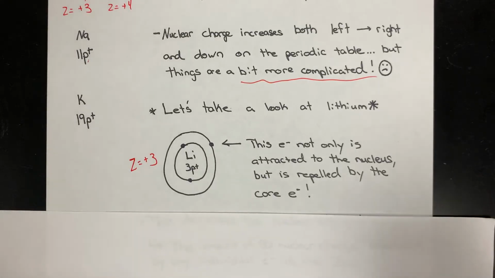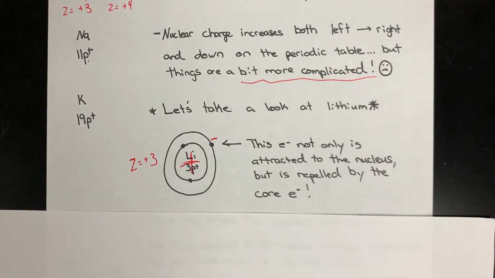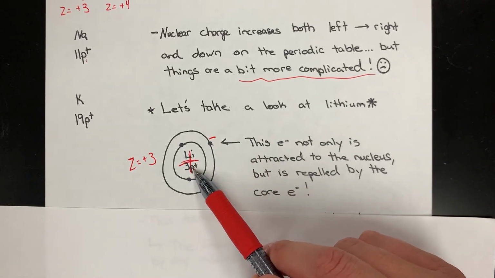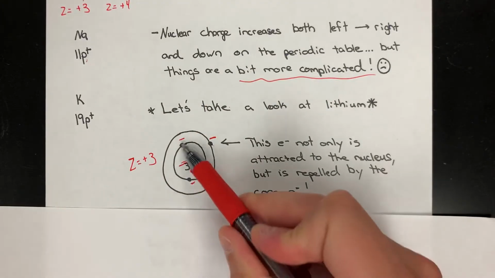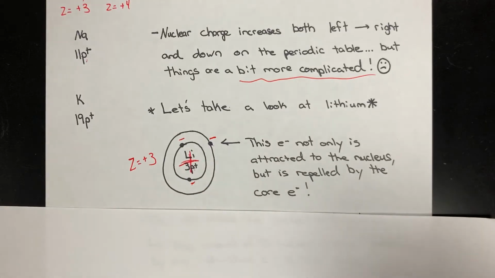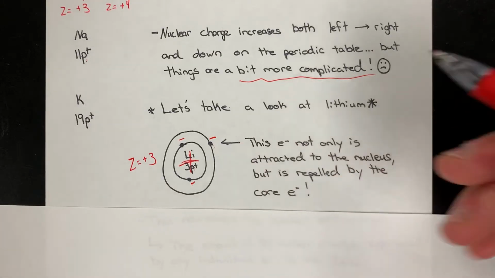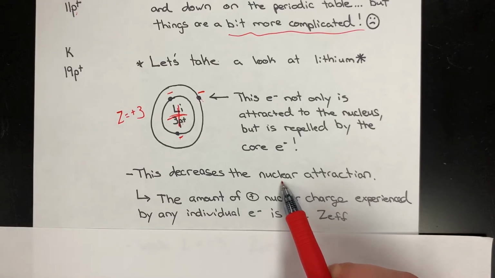The problem is that this electron right here, though it is attracted to this positive nucleus, it's also being repelled by core electrons, okay? So this is going to bring us into this concept of effective nuclear charge. As much as this electron right here is being attracted to the positive nucleus, what about this electron? And what about this electron? These core electrons found in that first energy level actually have the capacity to repel that single valence electron. And so this decreases the nuclear attraction, okay?